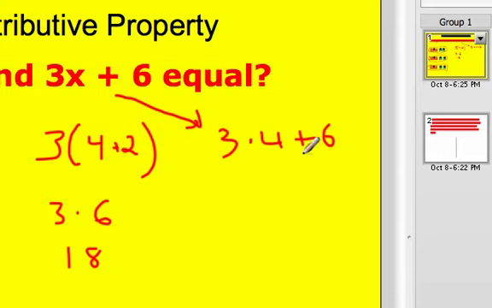3 times 4 plus 6. 3 times 4 is 12, plus 6. That'll be 18. And you can see 18 and 18, we get the same answer. So yeah, these two expressions are equal.